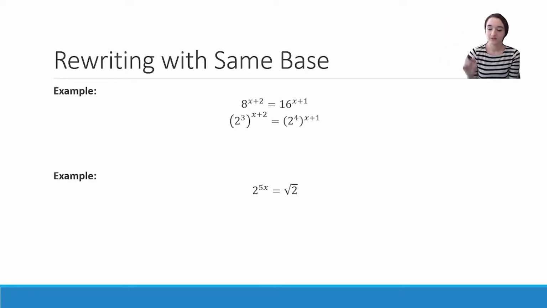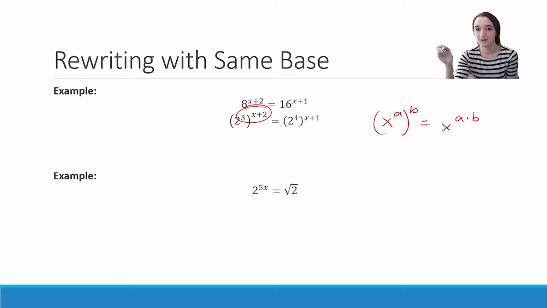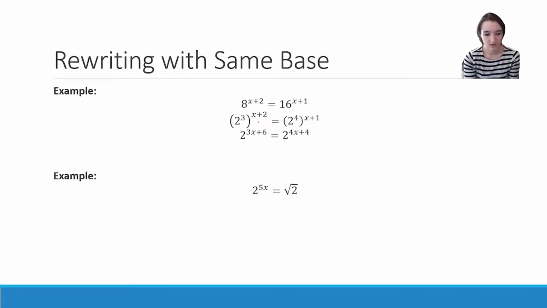plus 1. And here's where another one of our exponent properties comes in. So x to the a to the b power is equal to x to the a times b. So here we have 2 to the 3rd to the x plus 2 means it's going to be 2 to the 3 times x plus 2, like so. Still up in our exponents. And 2 to the 4th to the x plus 1, of course, became 2 to the 4 times x plus 1, or 4x plus 4.